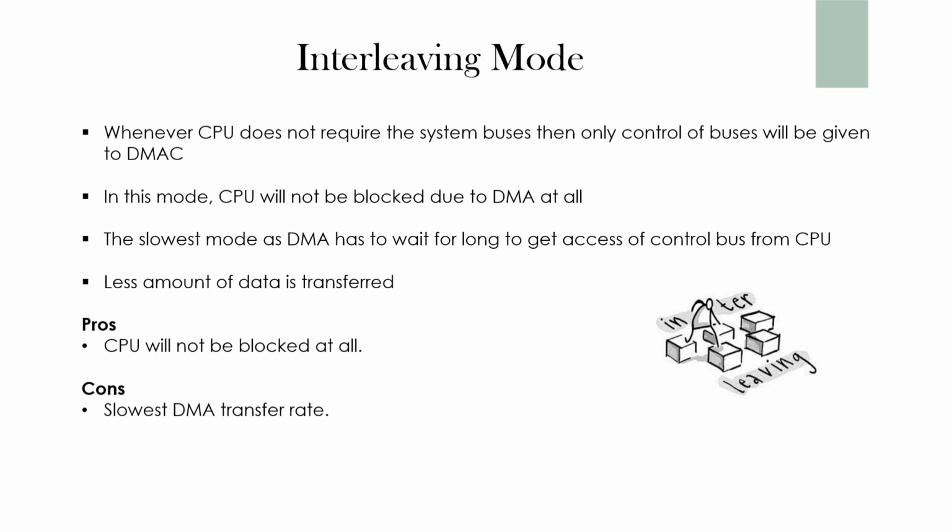By distributing data across multiple modules, interleaving mode reduces memory access latency and improves overall system performance. This mode is commonly used in systems with high memory demands, such as servers and high performance computing environments. But in some cases, it can introduce additional complexities, so it's important to consider the specific requirements and constraints of the system while implementing this mode.